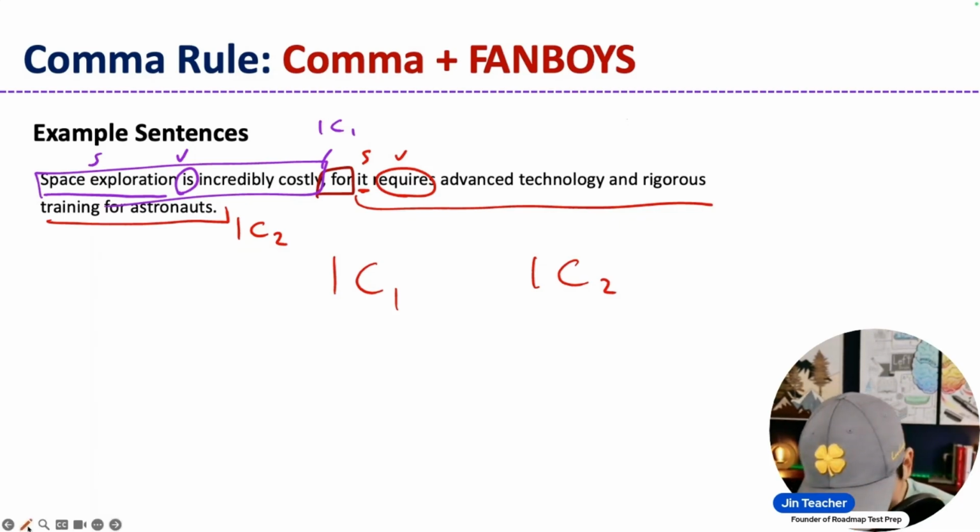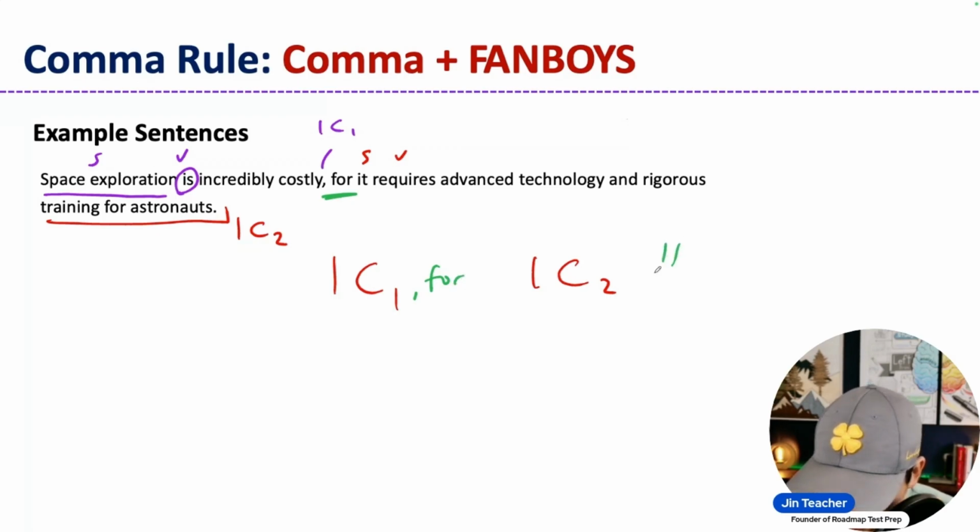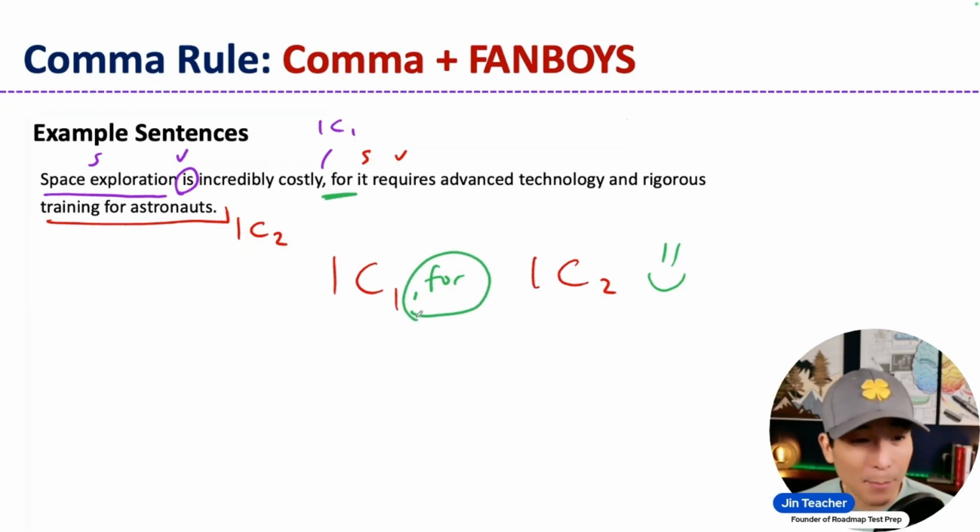Notice how here we have the comma and a fanboys word, comma for, to separate these two independent clauses. This is grammatically correct. Now when we have a comma and a for, this just means, for here is a fancy way of saying because. So it's basically saying space exploration is incredibly costly because it requires advanced technology and rigorous training for astronauts. But because we're not using because, and we're using the fanboys word for, we have to use a comma with that fanboys word in order for this to be grammatical.